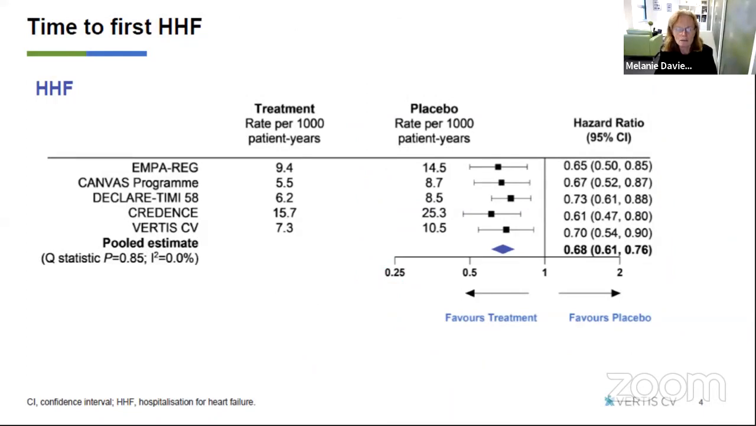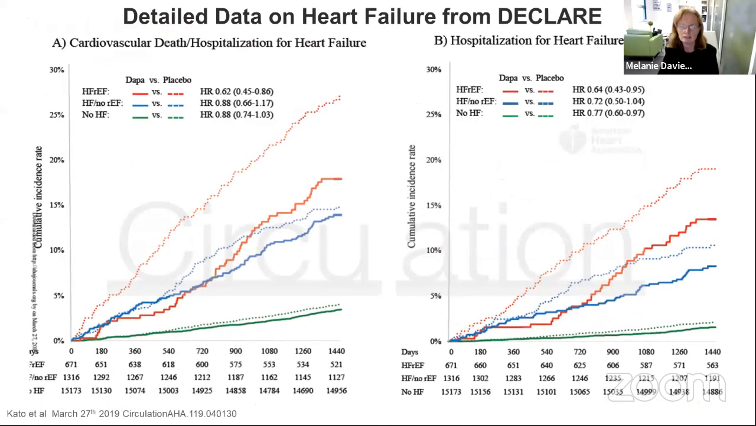And this shows the reduction in time to first hospitalization with heart failure, now including the VERTIS study, where there was a 30% reduction in heart failure, although, as I said, it was below the hierarchical testing, but it's included here. And if you look now at heterogeneity, remember when I showed you cardiovascular death, it was around 65%, so quite marked heterogeneity across the studies. Here, it's 0. So there appears to be a very robust signal for SGLT2s in heart failure.